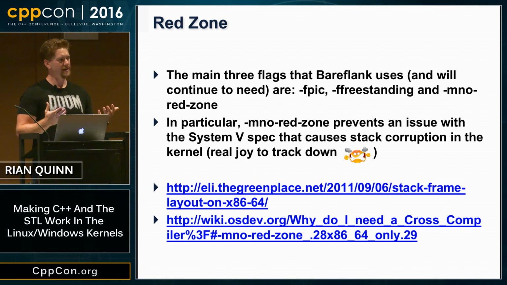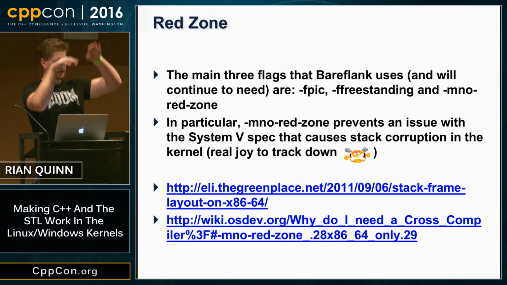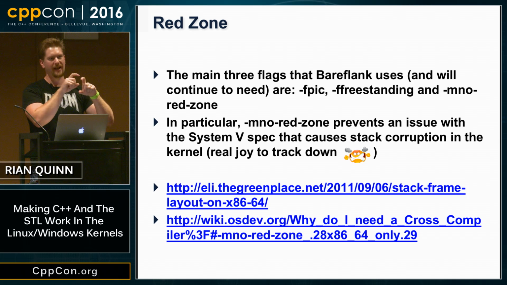So the red zone is an optimization in System V. If you're on any system other than Microsoft, you're using System V. And what it does is it basically says if you're a leaf function, so think of it like a tree, a leaf function would be the last function being called in the stack until it starts unraveling.